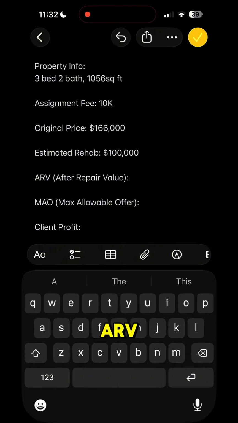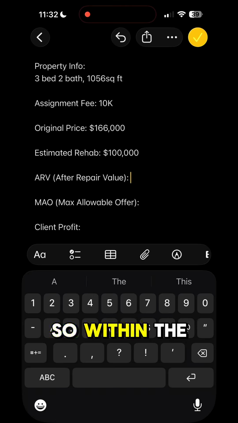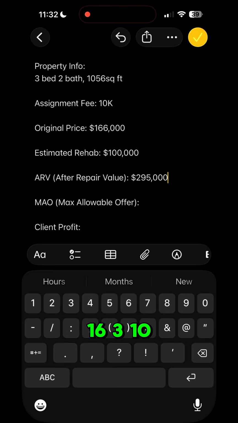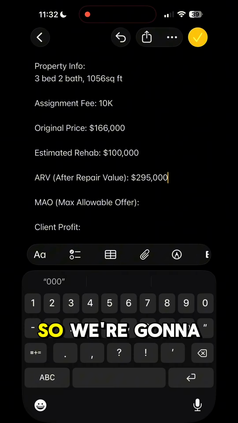Next is going to be the ARV, which is the after repair value. This is how much the buyer of the property can sell the property for after it has been repaired. You calculate this by looking at properties that have recently been sold, so within the last 30 to 90 days in that same area. I've seen 316, 310, I saw 285, 295. So we're going to go ahead and do just kind of in the middle here and mark it for 295.